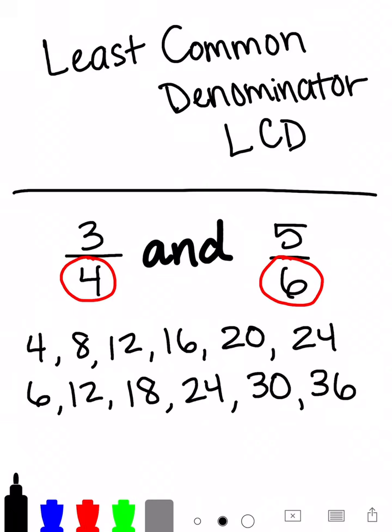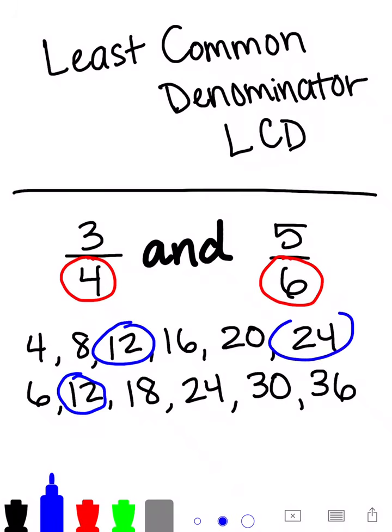Then what I would do is I would look and see what they have in common. First, we can see that they have 12. They also have 24. The reason why we pick 12 in this case is because it's the least common denominator. It's the smallest number, okay, that they both have in common. The smallest number that they both have in common.